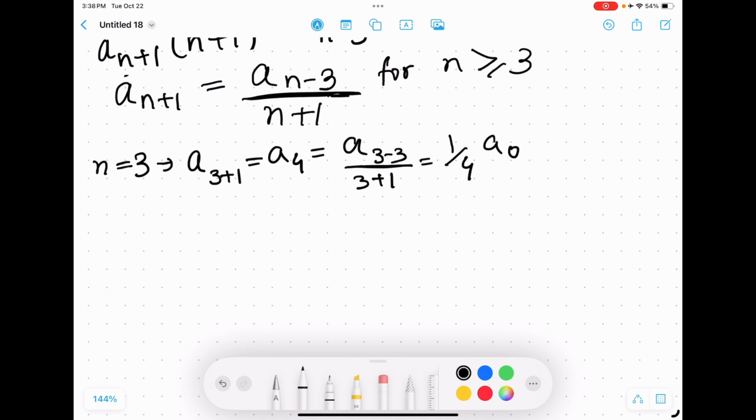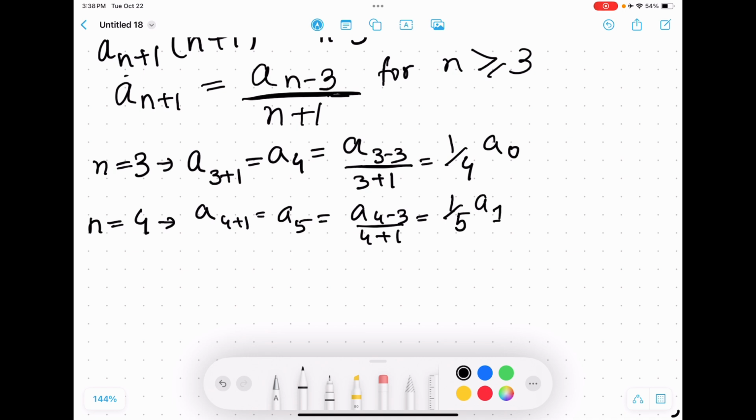All right. Then I have n is equal to 4. So I have a sub 4 plus 1, which is a sub 5, equals a sub 4 minus 3 by 4 plus 1, which is 1 by 5, a sub 1. And I've seen that my a sub 1 is 4. So I'm just going to write 1 by 5.